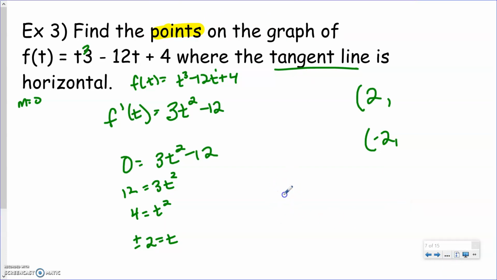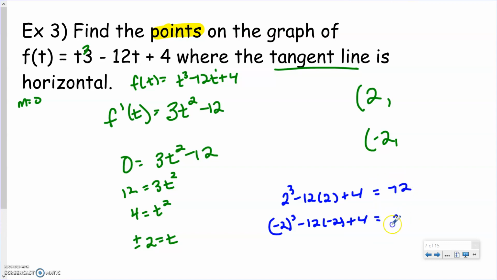So we're going to do 2 to the third minus 12 times 2 plus 4, and we're going to do negative 2 to the third minus 12 times negative 2 plus 4. This gives us negative 12 in the calculator, and that gives us 20. So those are our points where the horizontal line is tangent. Or sorry, the tangent line is horizontal.